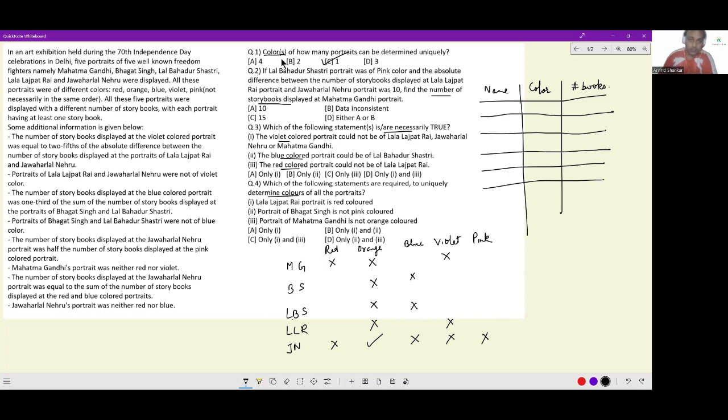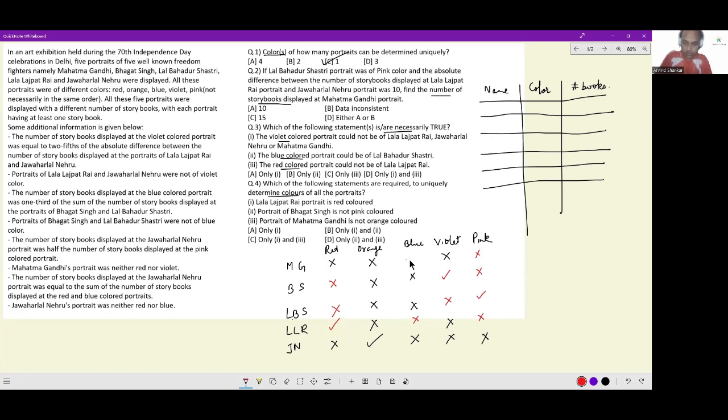Okay. Next, if Lal Bahadur Shastri's portrait was of pink color, because this is a case, Lal Bahadur Shastri's portrait was of pink color. If this is of pink color, this is gone, this is gone, this is gone, and this is gone. Now look at the violet column. It has to have a tick. So this comes here, this goes here, this goes here. Now for the red column, there has to be a tick.